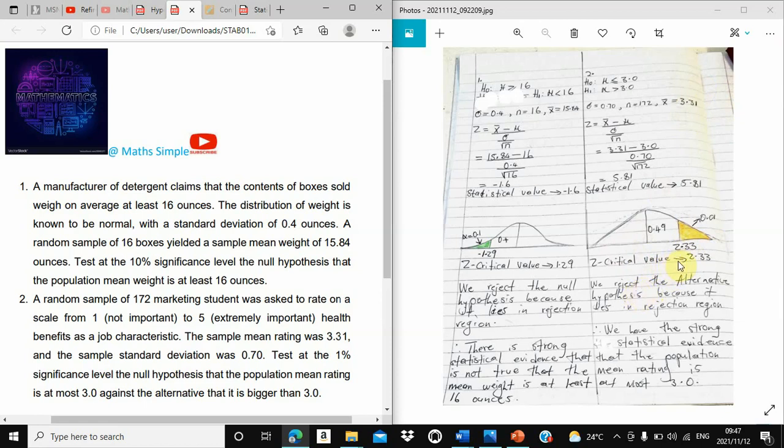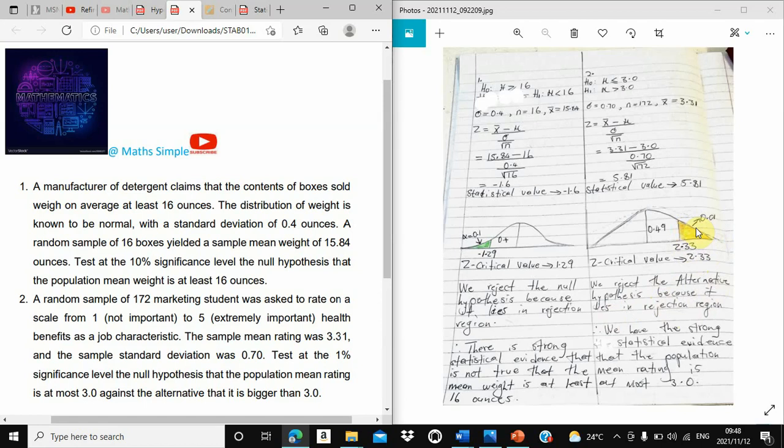Since we found our critical value to be 2.33 and our statistical value to be 5.8, we know that automatically 5.8 is greater than 2.3. That means 5.8 is going to lie somewhere in this shaded part. And don't forget that the shaded part is the rejection part, the part that we are going to reject. We reject the null hypothesis because it lies in the rejection region.